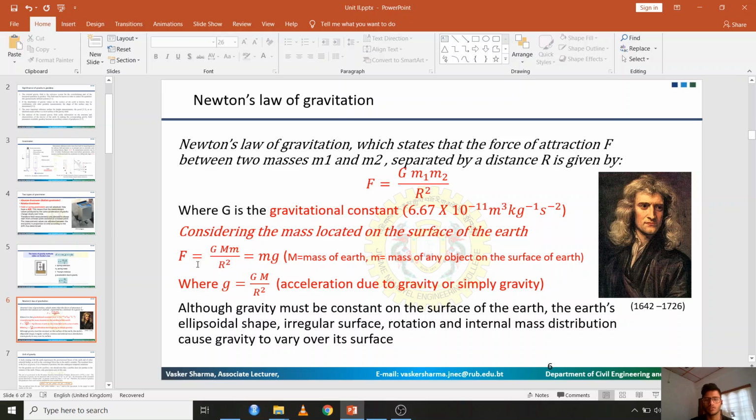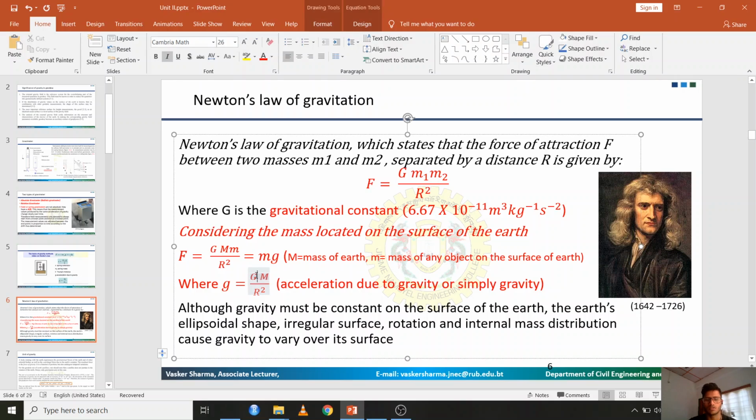But since we already know force is also mass times the acceleration due to gravity, we can get the acceleration due to gravity. Just simplify these two equations, and then we get that g is nothing but the gravitational constant times the mass of the earth divided by the radius of the earth squared. Looking at this, you see this G is also constant.